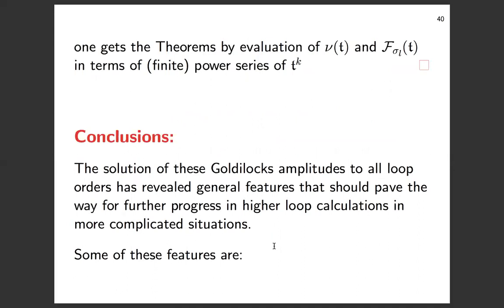I mean, as I showed you, the general Feynman graphs will have a U polynomial, G polynomial, and will be more complicated and will also have more external momentum. And so it's a very simple case. But I believe it has revealed some general features that can maybe pave the way for further progress in higher loop calculations in more complicated situations.